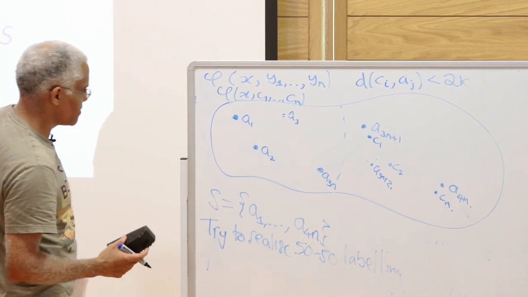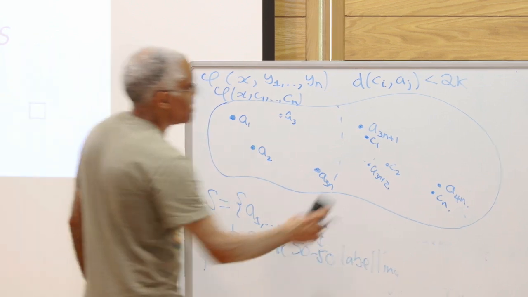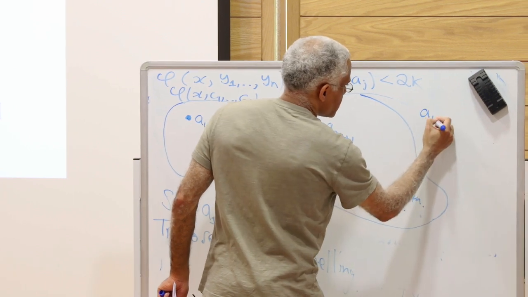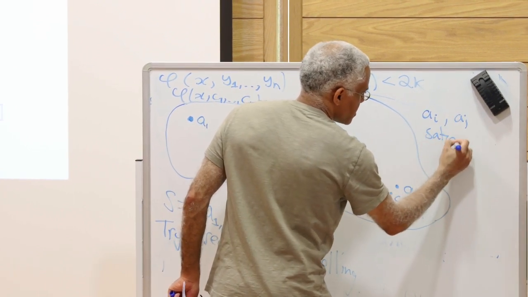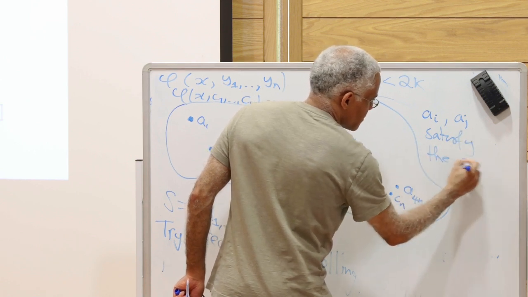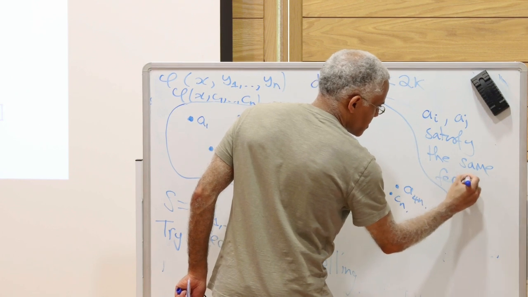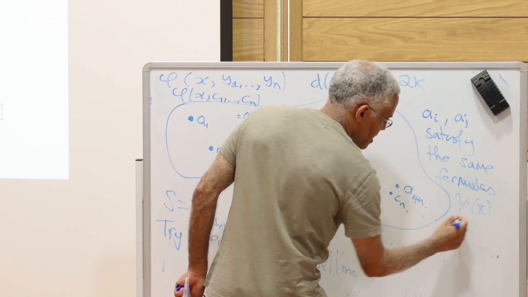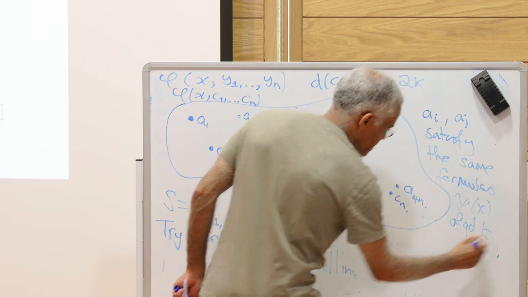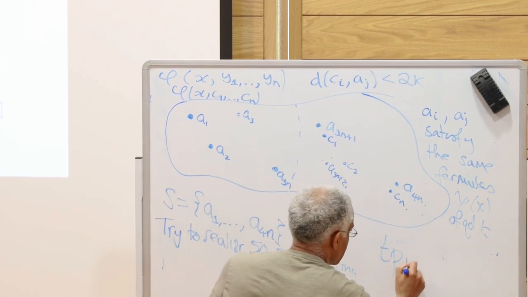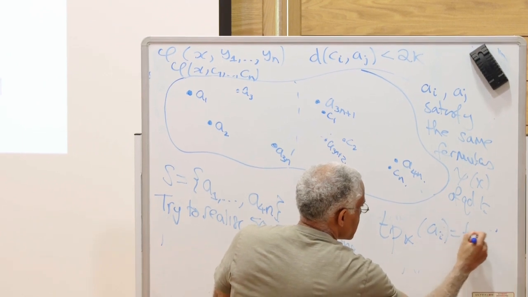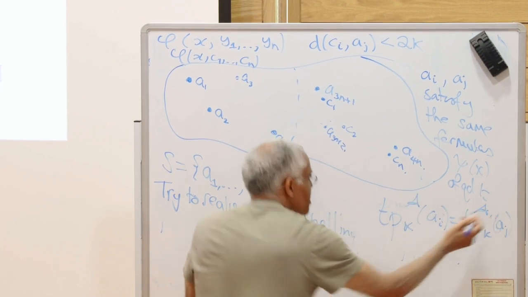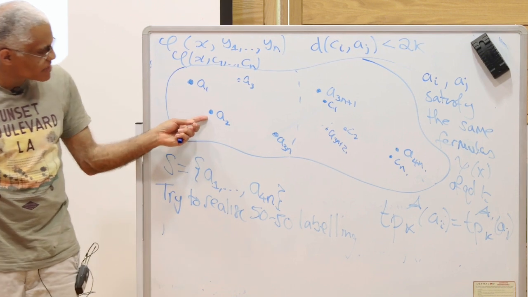So I neglected to tell you one very important point about this set here. I'm going to assume that AI and AJ satisfy the same formulas psi x of quantified depth k. So in other words, I'm assuming that the k-types of AI and AJ are the same. So these points I'm assuming are indistinguishable by one variable first order logic formulas of depth k.